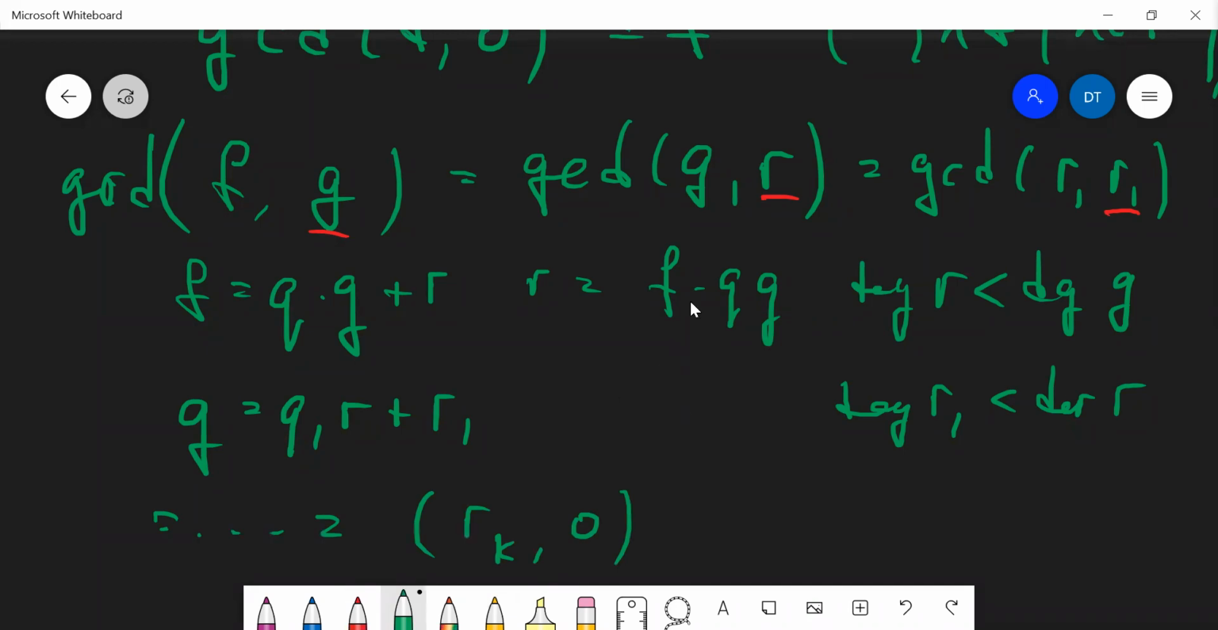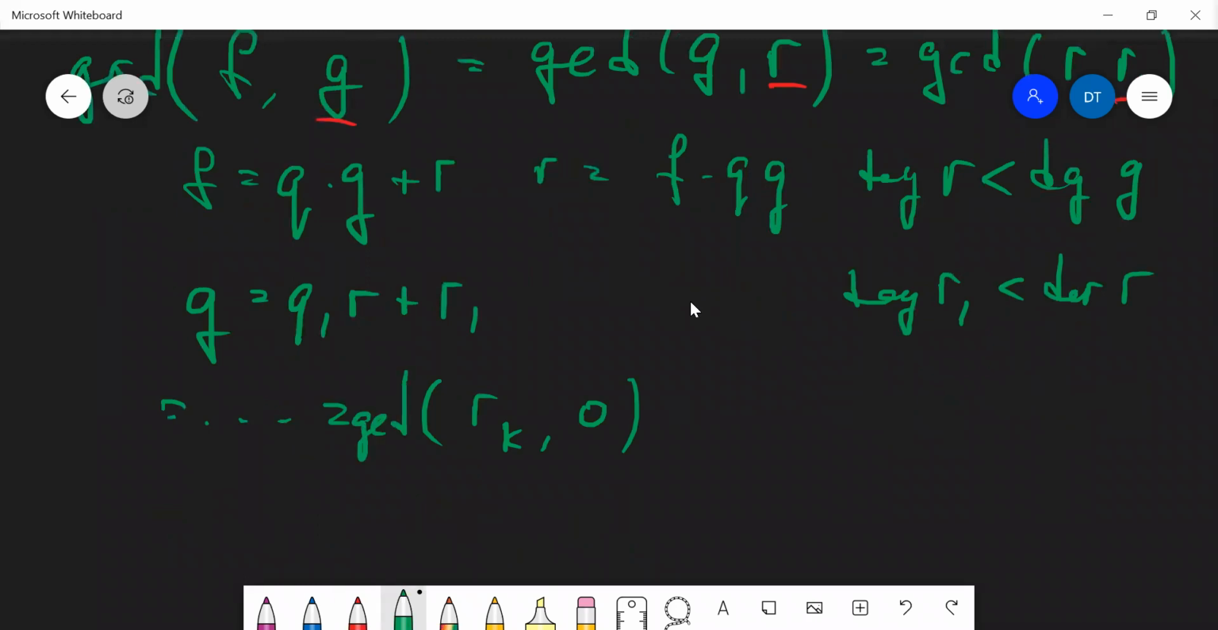Oh, I forgot to write GCD. So the answer will be the last non-zero remainder. So if you compute the last non-zero remainder, this will be the GCD for the initial pair. So this is how you find a GCD in the general case.